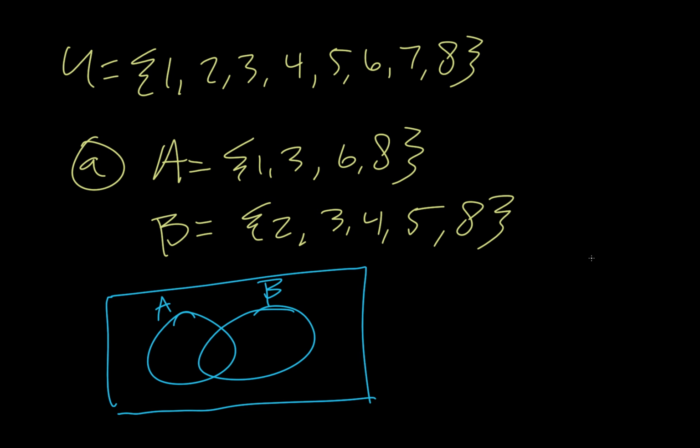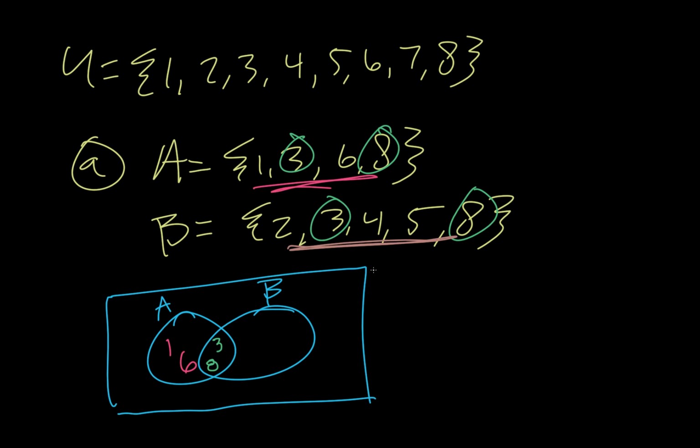Now the first thing we want to do is we want to know what they have in common. So the things they have in common are 3 and 8. So we're going to write both of those in their intersection. So 3 and 8 go right there. Now the numbers right here, everything in A that we haven't already used, we write in this section. So 1 and 6. And let's see, let's get this color. Set B, the numbers we haven't used are 2, 4, and 5.